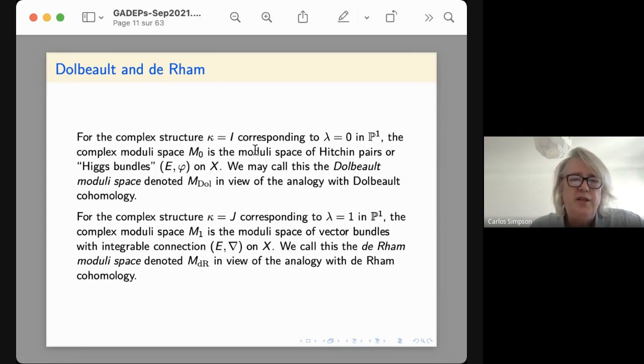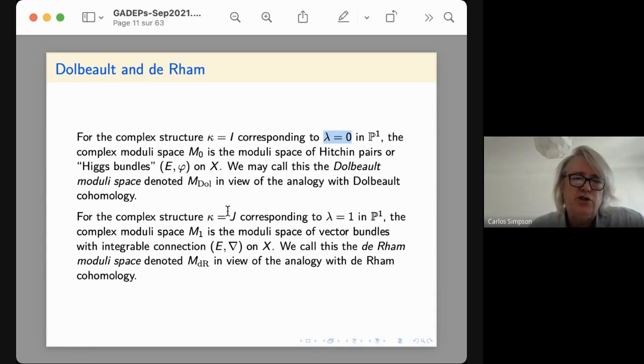Now, in this picture, if we take the complex structure I, so that corresponds to the point lambda equals 0 inside P1, then the moduli space provided with that complex structure is Hitchin's moduli space of Hitchin pairs or Higgs bundles on our Riemann surface X. And I was used to calling this the Dolbeault moduli space because a Higgs bundle can sort of be viewed as a non-abelian Dolbeault cohomology class, basically.